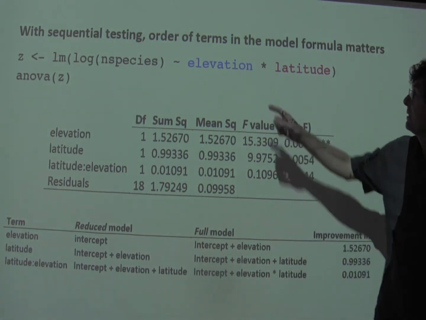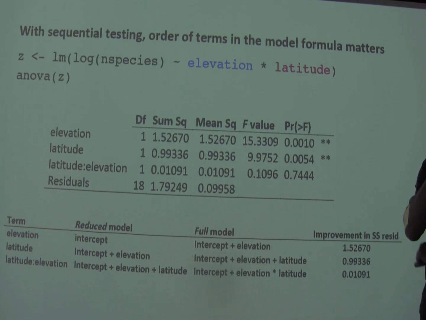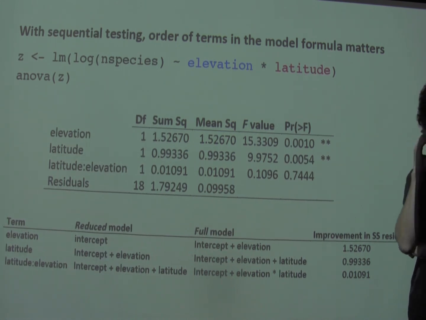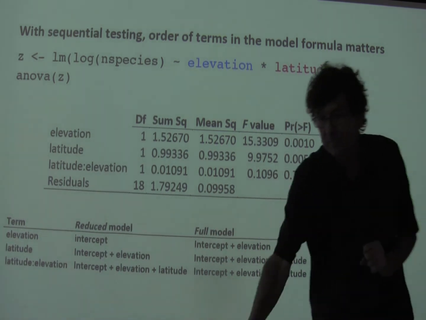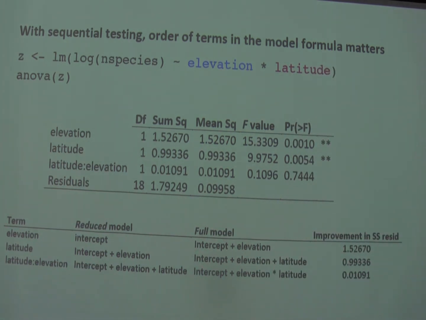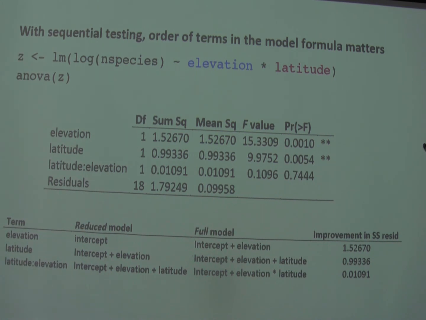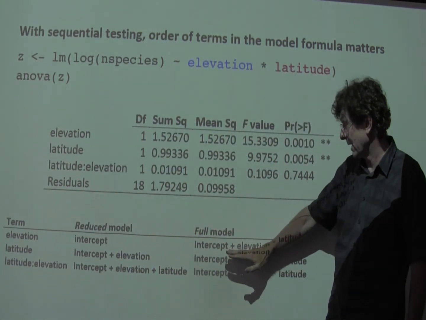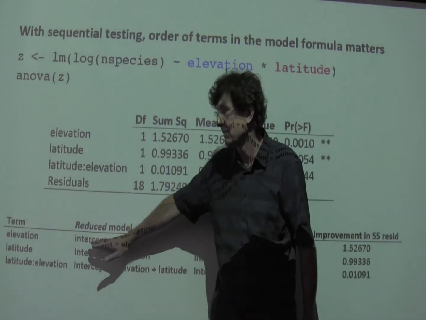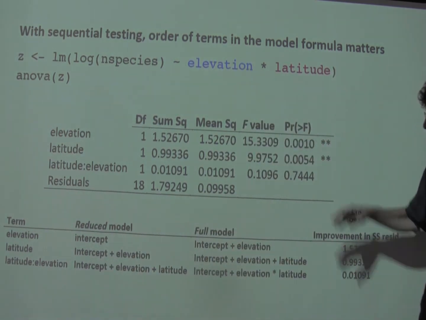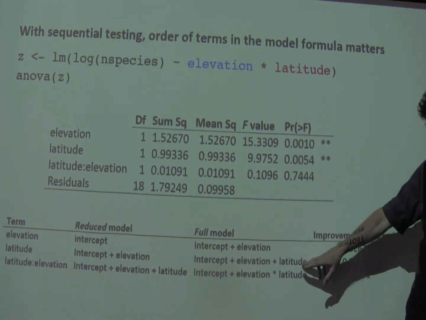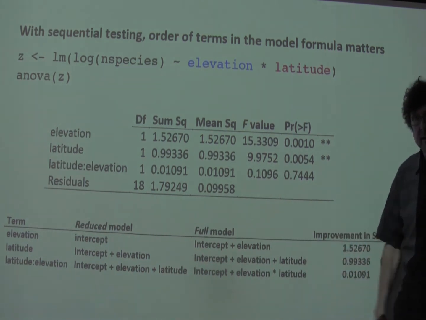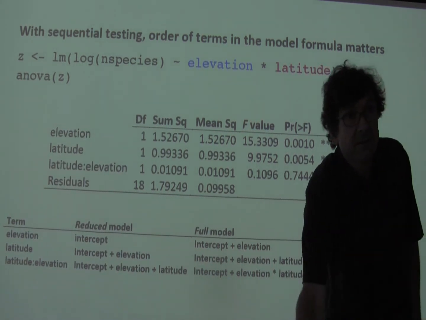What if I decided to write the model this way, as elevation and then latitude? The answer is I'd get different answers. And I would get a different answer in any circumstance where the design was unbalanced. So, by applying terms sequentially, it will start with elevation. It'll test a full model, intercept plus elevation, against the reduced model that includes intercept. And that's what that refers to. Then it will add latitude, and so on.